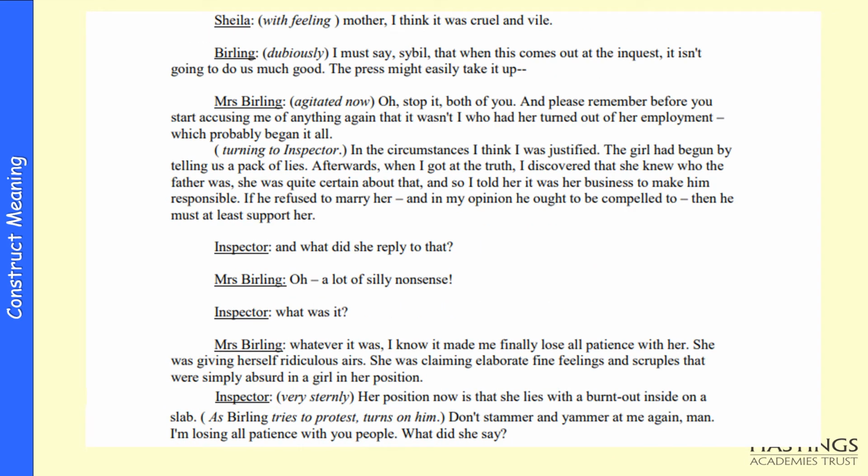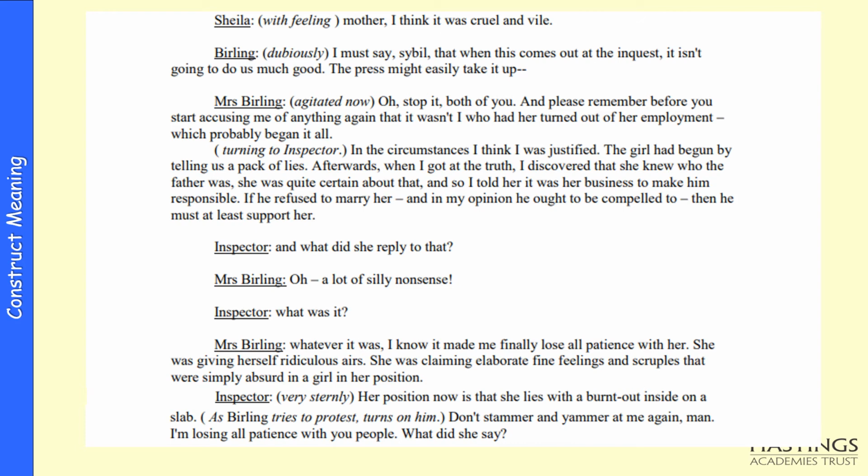Cruel and vile. I must say, Sybil, that when this comes out at the inquest, it isn't going to do us much good. Oh, stop it, both of you. And before you start accusing me of anything, please remember that it wasn't I who had her turned out of her employment, which probably began it all. In the circumstances, I think I was justified. The girl had begun by telling us a pack of lies. Afterwards, when I got at the truth, I discovered that she knew who the father was. So I told her it was her business to make him responsible. If he refused to marry her, and in my opinion he ought to be compelled to, then he must at least support her.